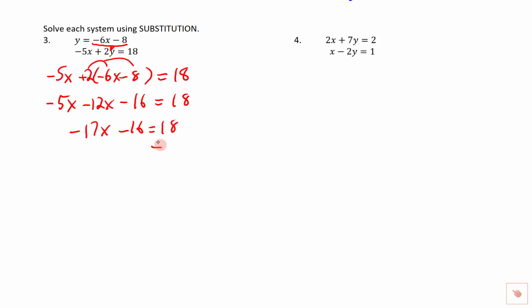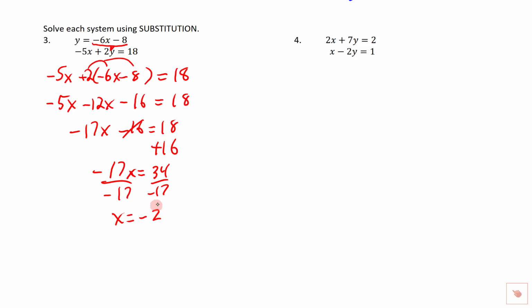We'll move that 16 to the other side by adding 16. So we have negative 17x equals, and when we take 18 plus 16, we end up with 34. So I'll just finish this off by dividing both sides by negative 17. And then I end up with x is equal to, let's see, a positive divided by a negative is a negative, and 34 divided by 17 is 2. So we've got one of the answers.